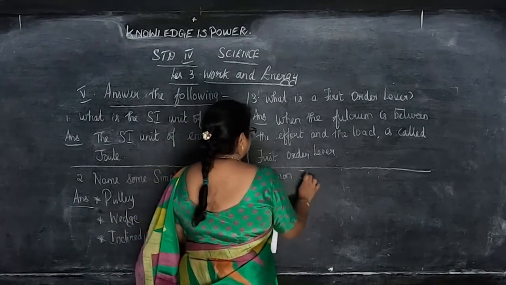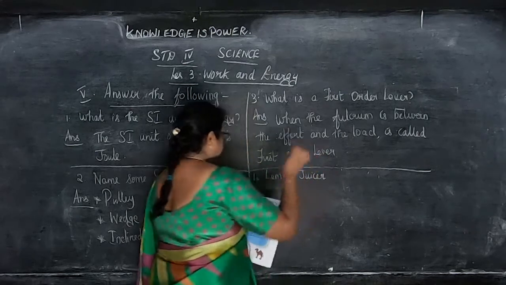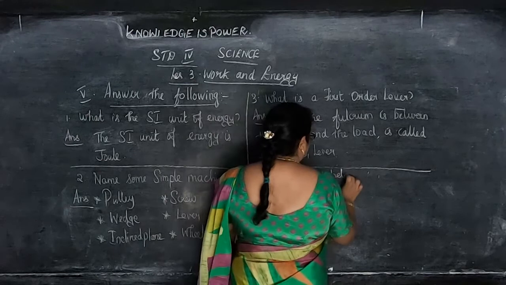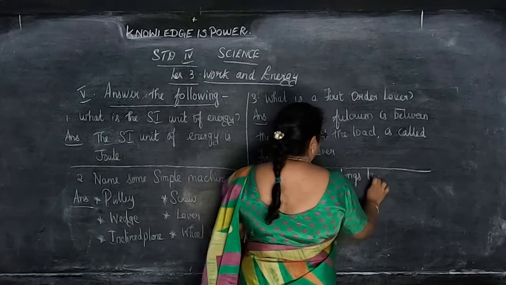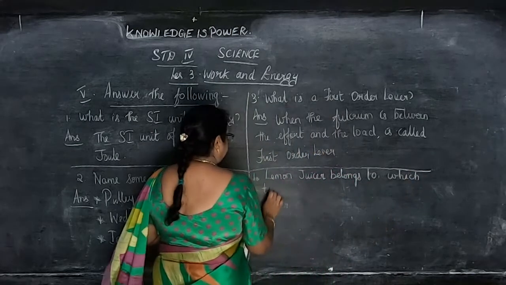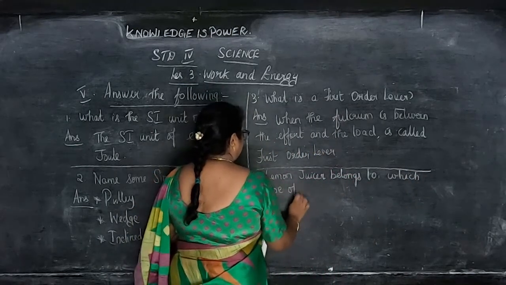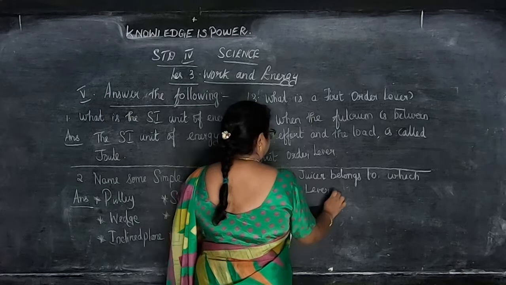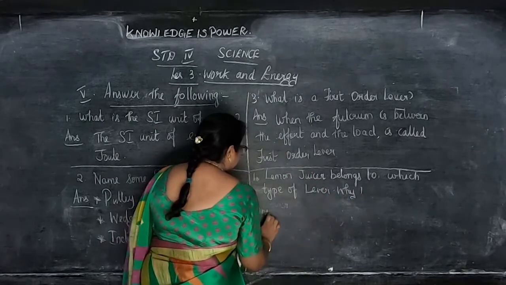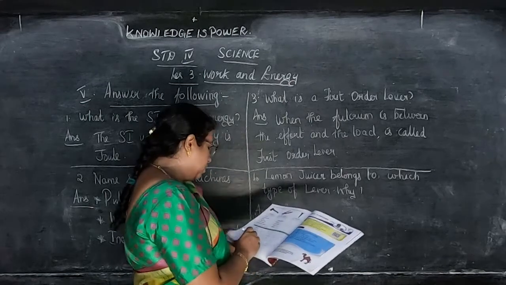Lemon juicer belongs to which type of lever? Why, children? So this is the question. So to which type does it belong, children?